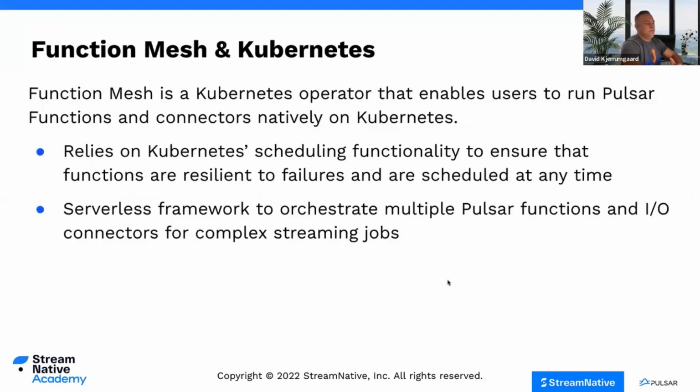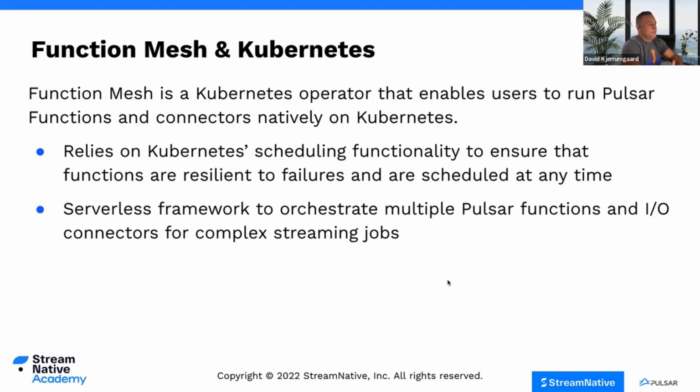Under the covers, what Function Mesh is, is just a Kubernetes operator that enables users to run functions and connectors natively on Kubernetes. So again, this feature is only available for the Kubernetes runtime. It's not available for the process runtime, not available for the thread runtime, right? This is because it relies heavily on Kubernetes scheduling functionality, and making sure that everything's up and running.